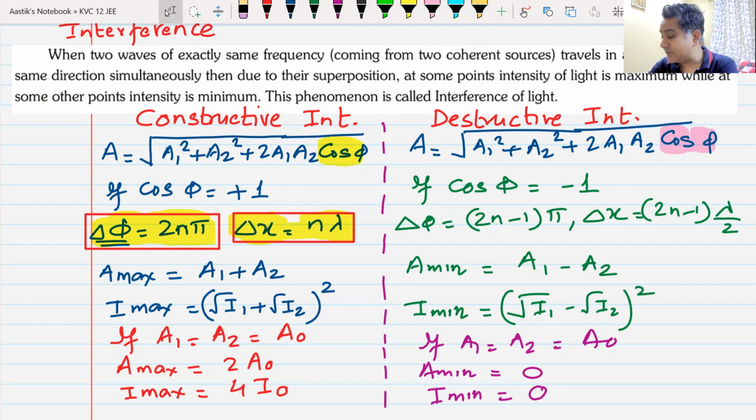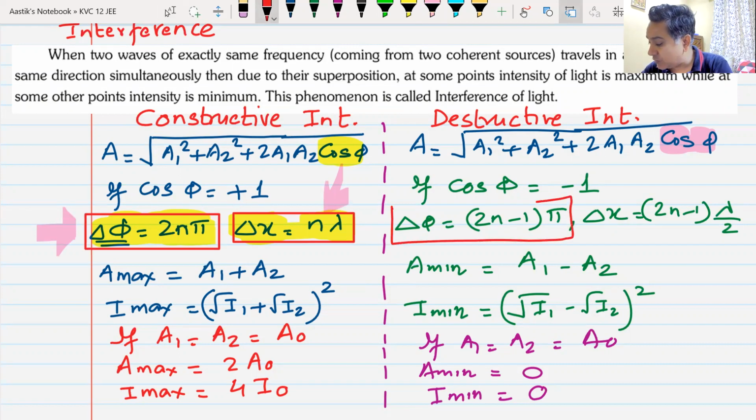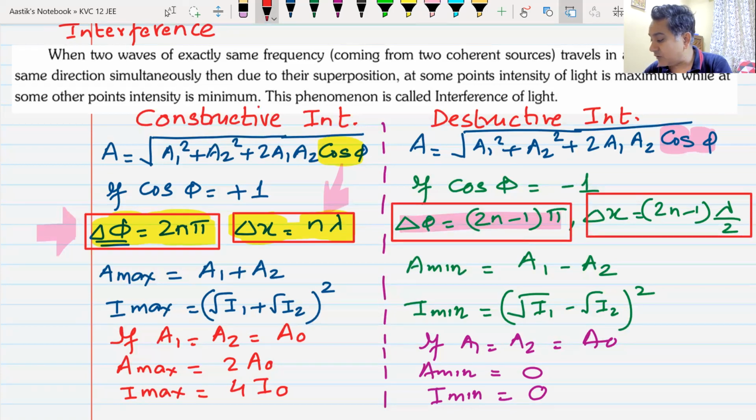It depends on the phase difference or the path difference. You must remember the phase difference for constructive interference: it is 2n pi, and the path difference is n lambda. For destructive interference, the phase difference is (2n minus 1) pi, odd multiples of pi, and the path difference is odd multiples of lambda by 2. This is the prime important thing in this chapter: how do we get constructive and how do we get destructive interference?